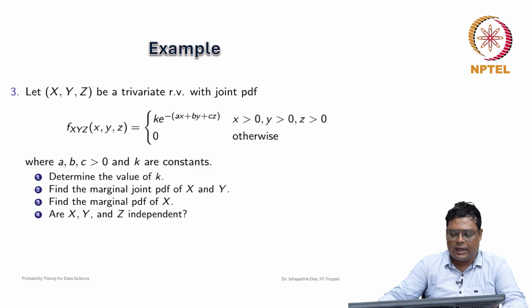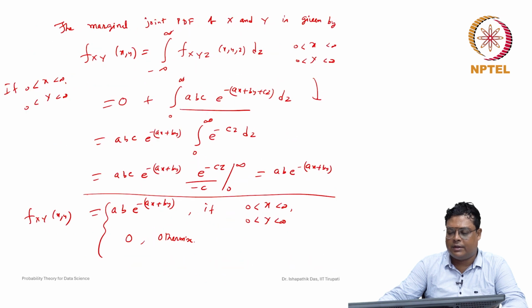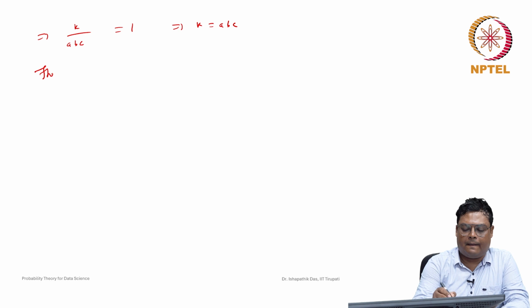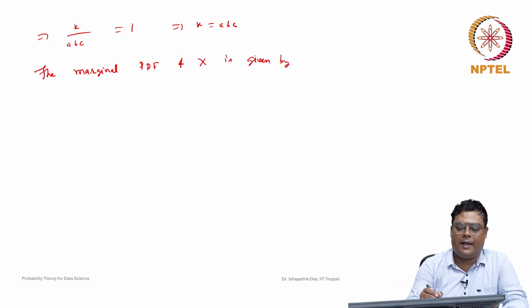The next question is to find the marginal probability density function of x. Similarly, we can find it. The marginal probability density function of x is given by f of x of x.